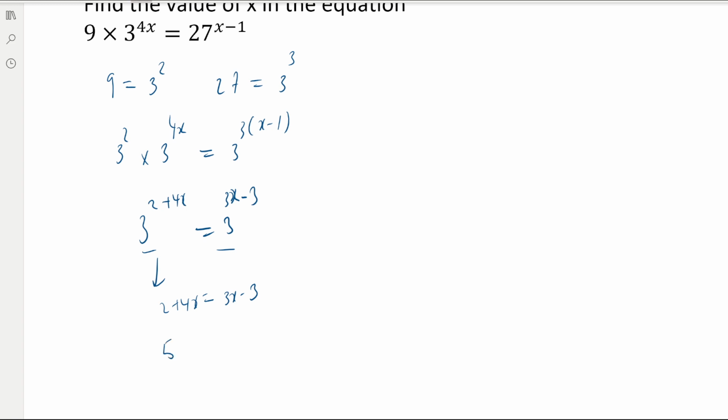Combining them, you have 5 on the other side equals negative x, so x equals negative 5, dear students. Thank you. This is how we are supposed to solve this kind of equation.